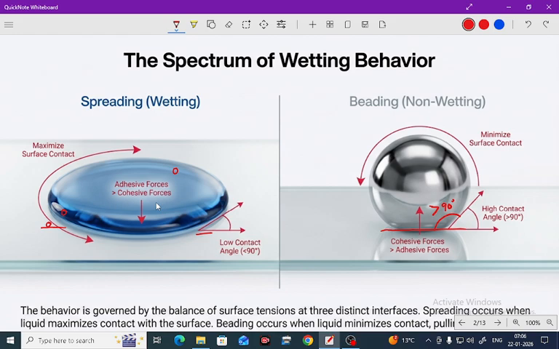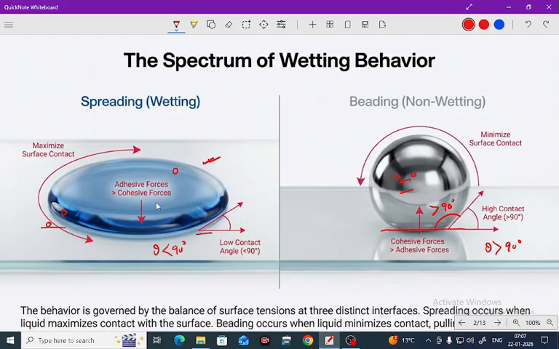Cohesive forces means the forces acting between the same type of molecules. Suppose these are water molecules. The attraction between the water molecules is known as cohesive forces. And adhesive forces means the forces between different molecules. This is water and this is, suppose, glass. The attraction between glass and water is adhesive forces. In spreading or wetting, adhesive forces are greater than cohesive forces. In beading or non-wetting, cohesive forces are greater than adhesive forces, and the angle of contact theta is greater than 90 degrees. But in this case, theta is less than 90 degrees.